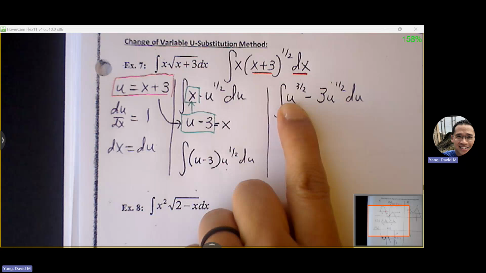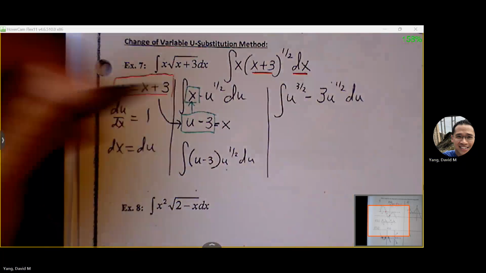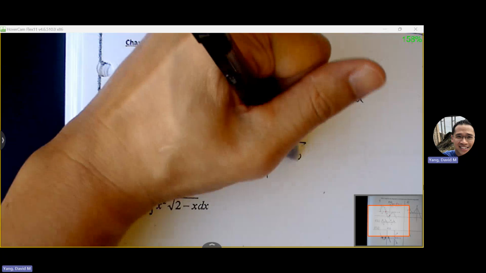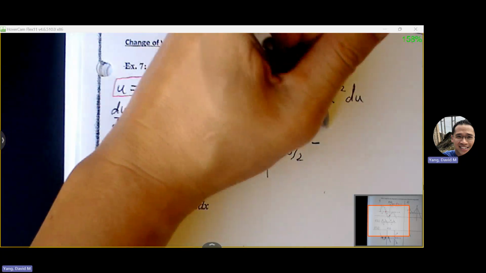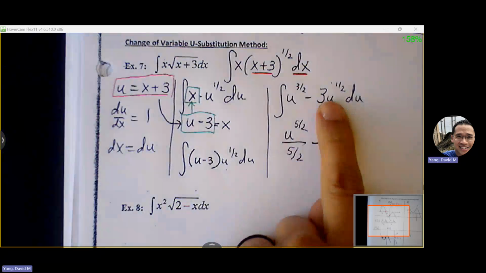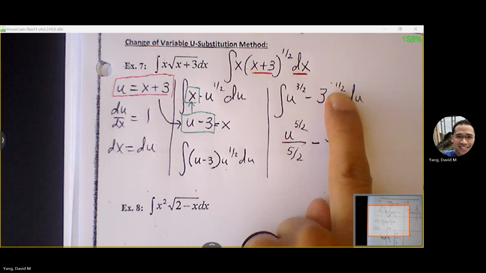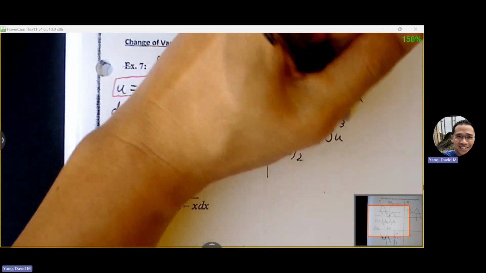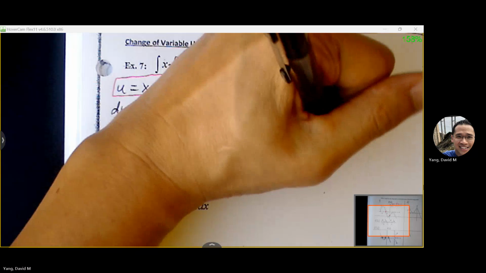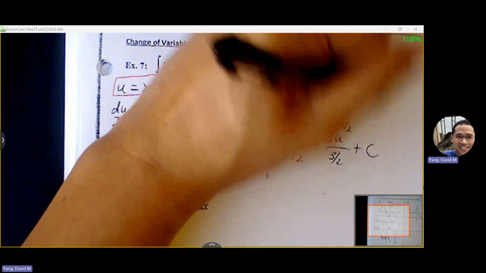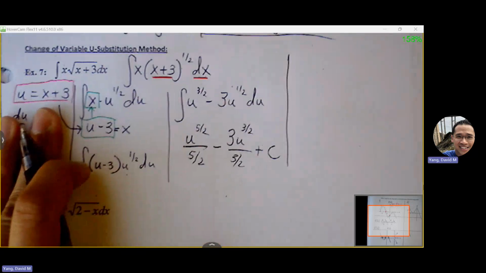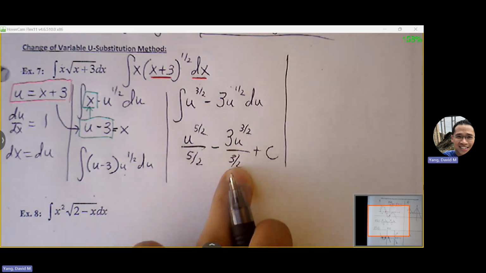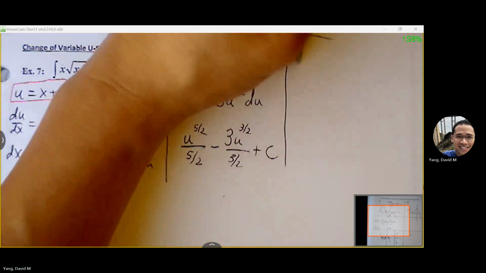u to the 3/2 becomes what? u to the 5/2 over 5/2, minus 3u to the 3/2 over 3/2, plus c. Okay. Flip all the fractions up to the top. 5/2 becomes 2/5. 3/2 becomes 2/3.